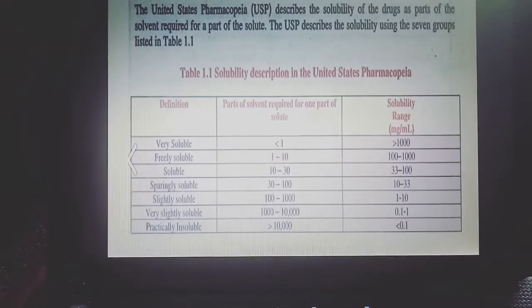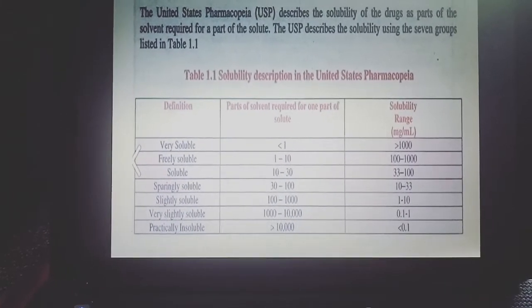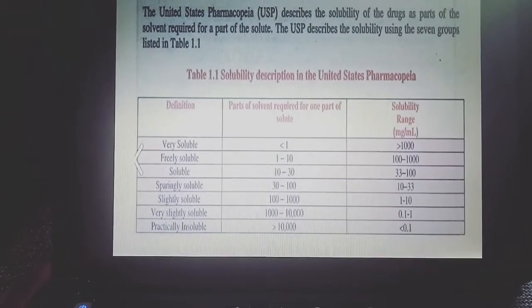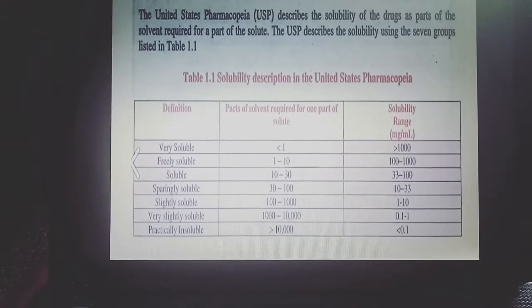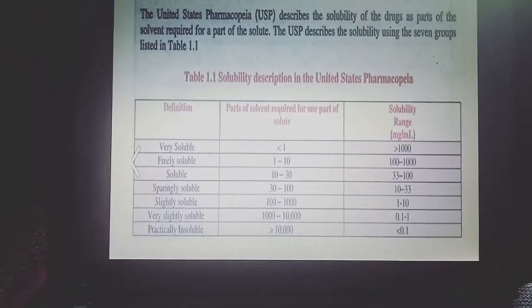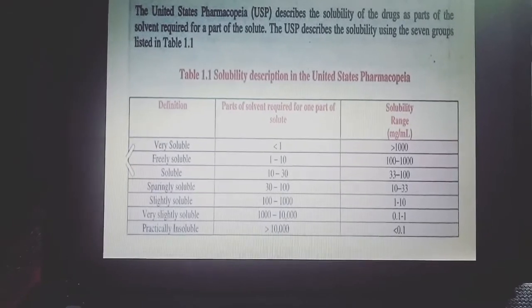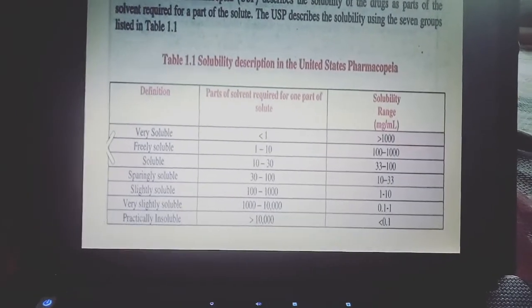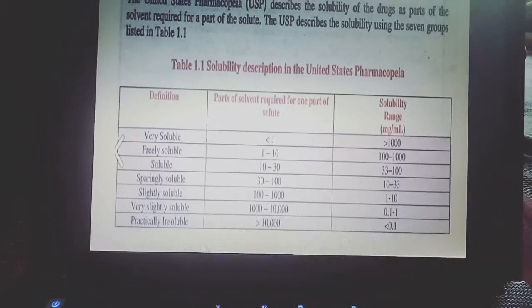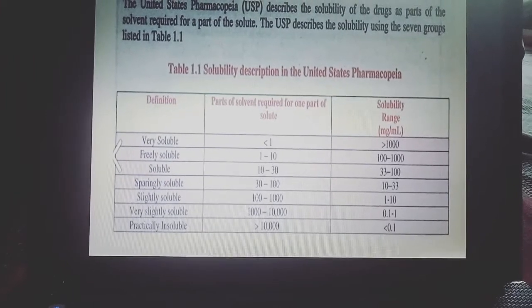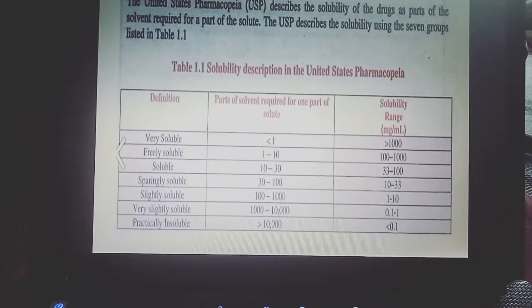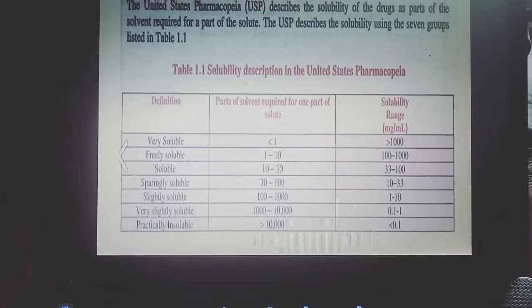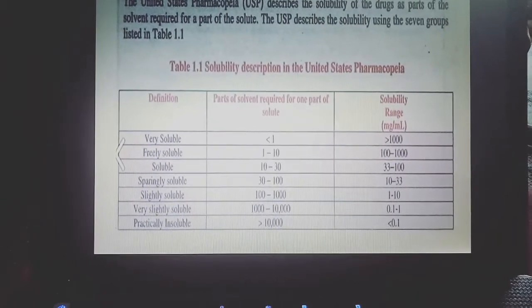Freely soluble 1 to 10 parts, soluble 10 to 30 parts, sparingly soluble 30 to 100 parts, slightly soluble 100 to 1000 parts, very slightly soluble 1000 to 10,000, and practically insoluble, that is parts of solvent is greater than 10,000. And solubility range of very soluble is greater than 1000.